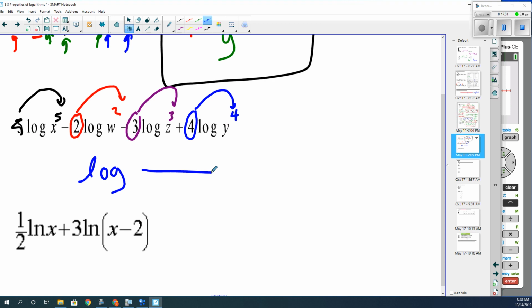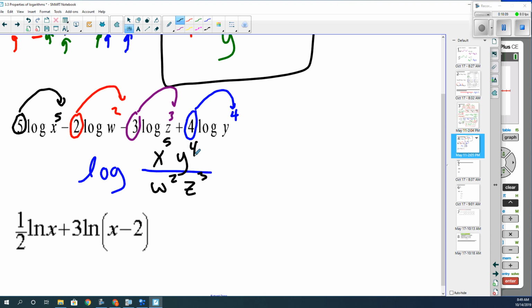Again, if the sign in front of the log was a positive, then I put it on the top of the fraction. If the sign in front of the log was a negative, then I put it on the bottom of the fraction. So my x to the 5th in front of the log, there was no sign, which meant it was positive, so I put the x to the 5th on the top. W to the 2nd, the sign in front of that log was negative, so it goes on the denominator. Z to the 3rd in front of that log, it's negative, so it goes on the denominator. Y to the 4th in front of its log, it's positive, so it goes on the numerator. And then there's my condensed answer.